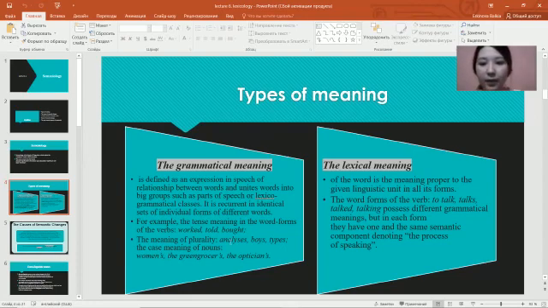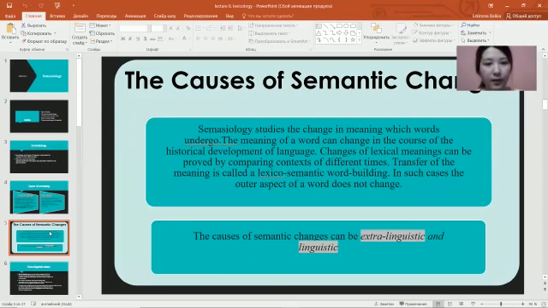And the lexical meaning of the word is the meaning proper to the given linguistic unit in all its forms. The word forms of the verb to talk, talks, talk, talking possess different grammatical meaning, but in each form they have one and the same semantic component denoting the process of speaking. For example, to talk means the act of talking, and talks means chattering or conversation, but they all have similar meanings.